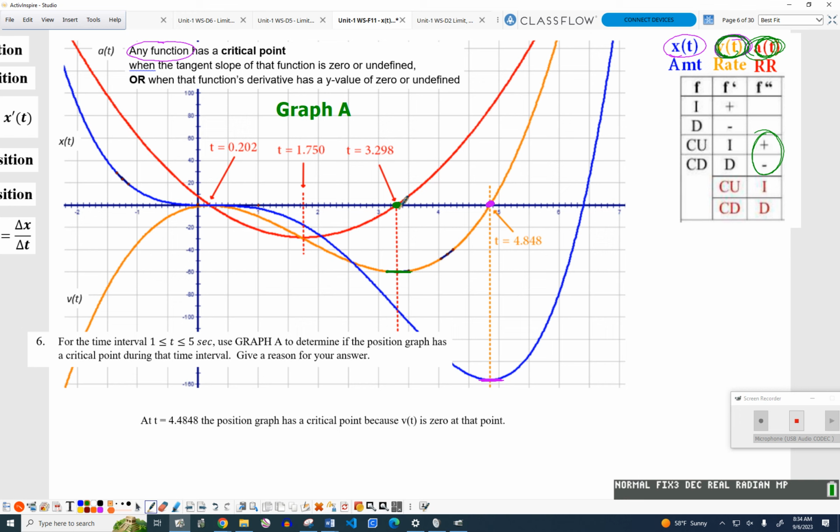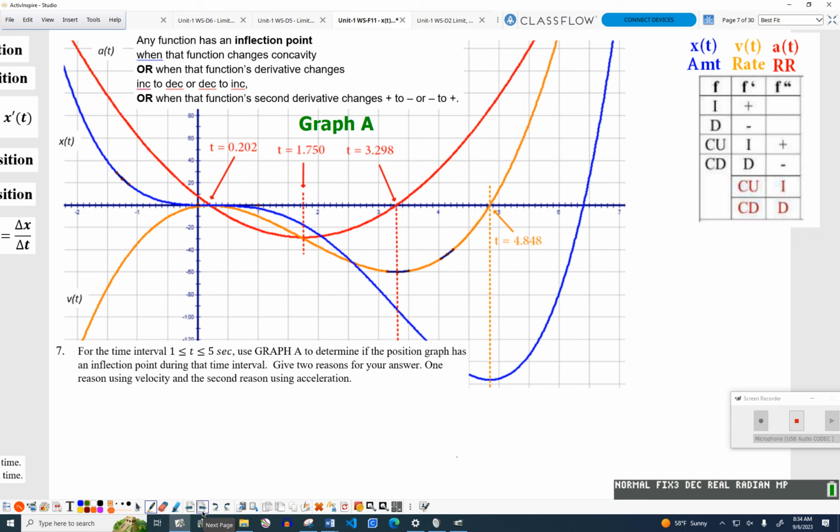Did you ever explain what CU or CD means? So on to number 7. It says any function has an inflection point when that same function changes concavity. So the CU is an abbreviation for concave up, and CD for concave down. And they allow that to be used as well, so we'll use those abbreviations. Inflection point? An inflection point is where the graph changes concavity.